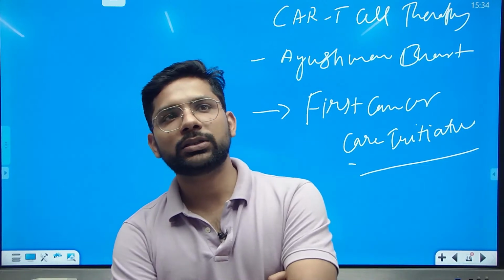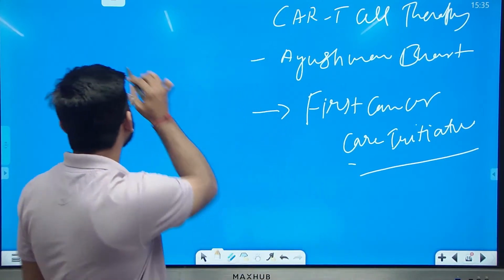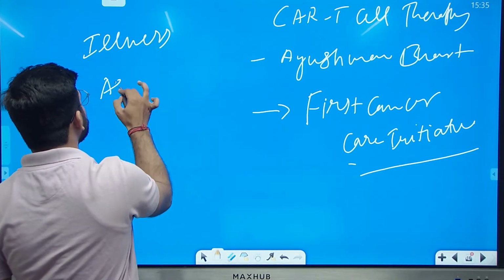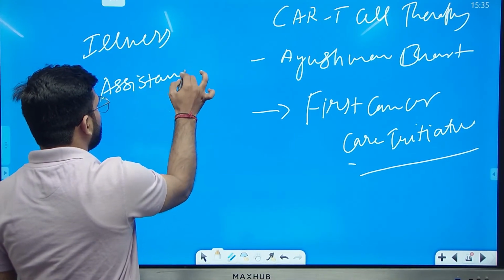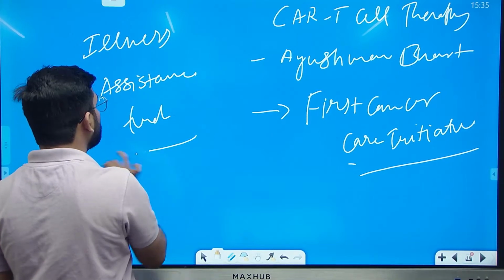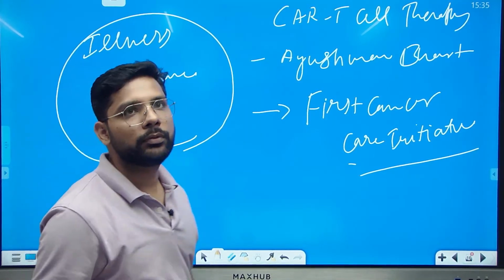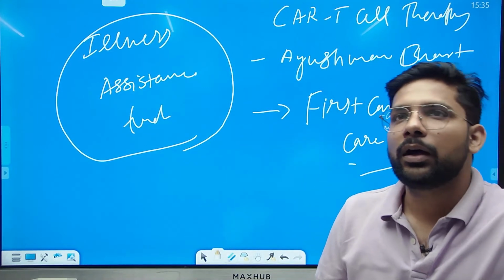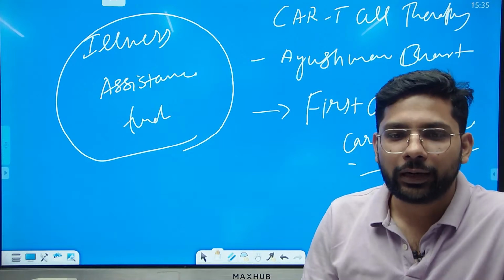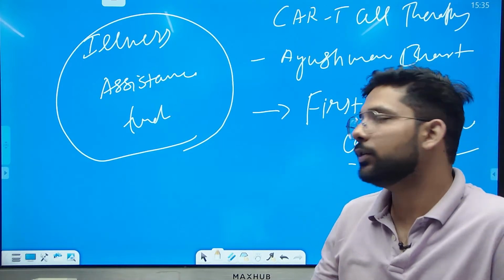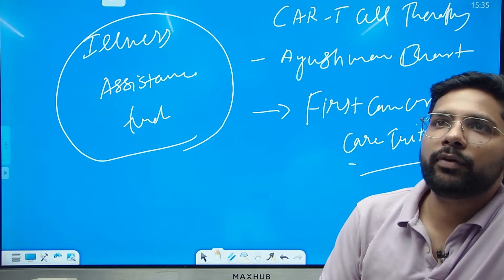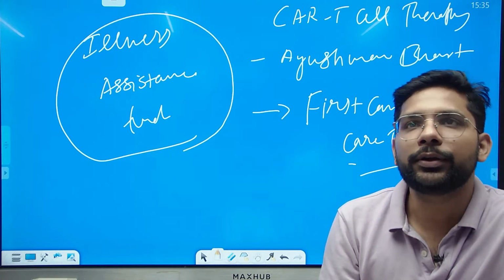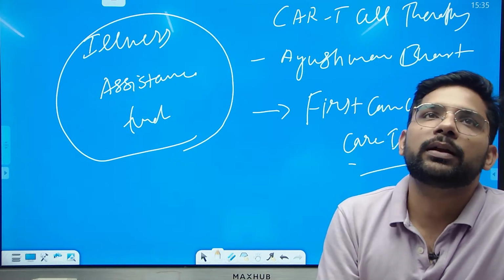State Illness Assistance Fund. These are a few government schemes, a few government initiatives that have been started for controlling cancer in the country, and these are very useful initiatives. So these are required when you are writing a mains answer: the steps taken by the government to reduce the cancer patients in the country.